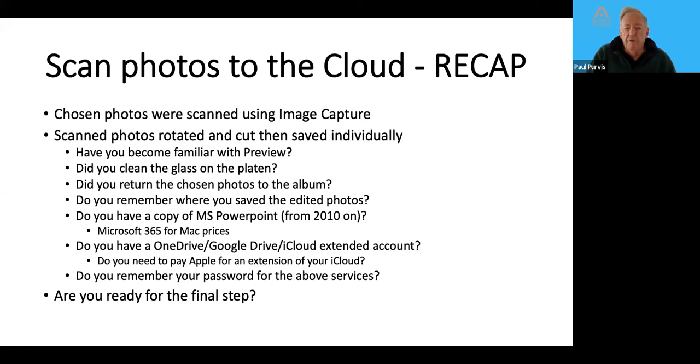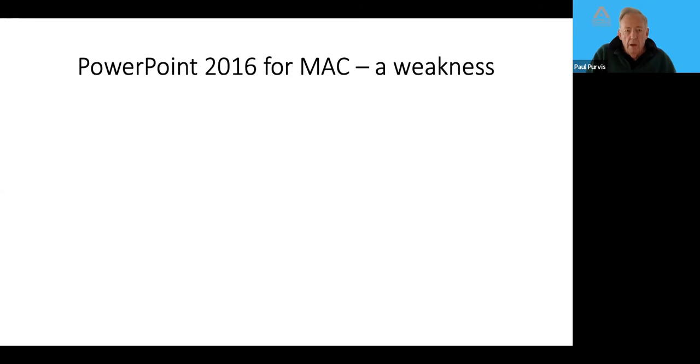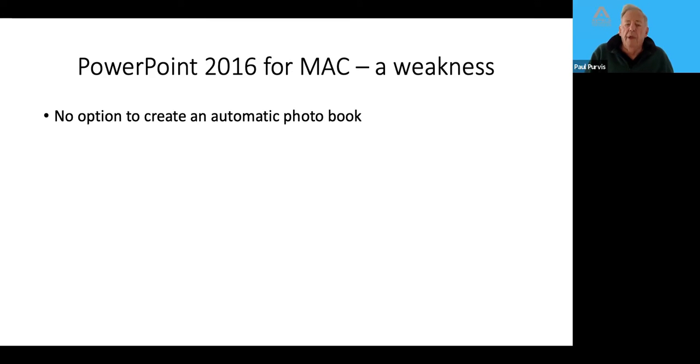Okay, let's move on to the final step. Oh, I better mention to you, PowerPoint 2016 for the Mac has a weakness, in my opinion. There's no option to create an automatic photo book. This is a well-known weakness of the PowerPoint for Mac. The people who have PCs have a wonderful option built in, which simply means you say to PowerPoint, create this album for me, and it does it. But unfortunately, not for Mac, not even the latest version. I'm not sure of the technical reason for it, but that's the way it is.